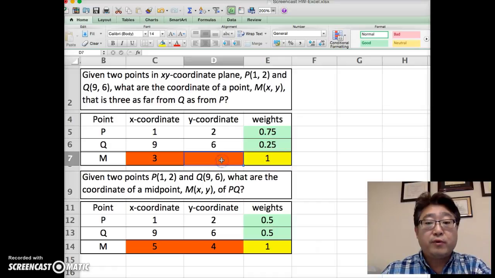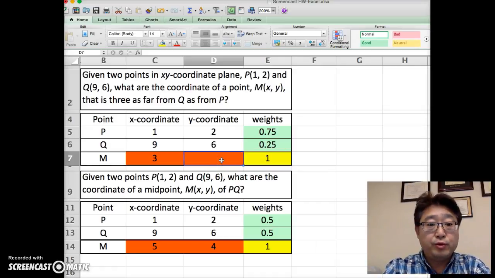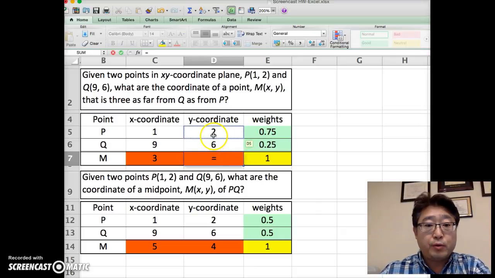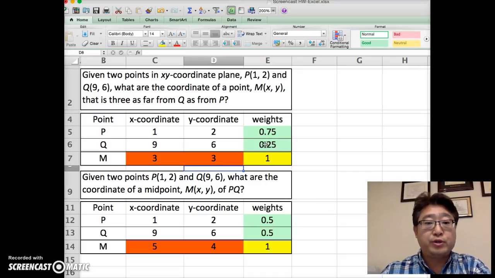Now, for the same process, we will do the y-coordinate of P, which is 2, times the weight 0.75 plus the y-coordinate of Q, which is 6, times 0.25. And there we go. We find the point 3, 3. Now, this is a general case of the special midpoint question.